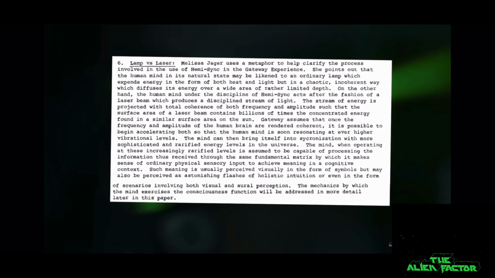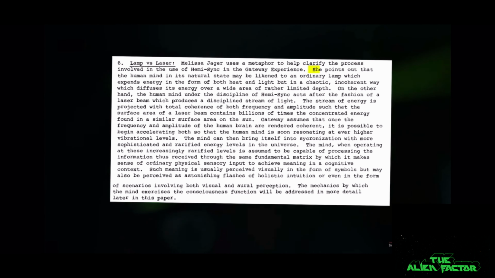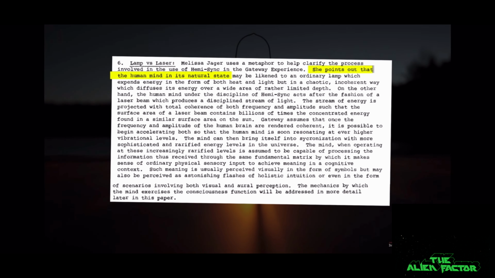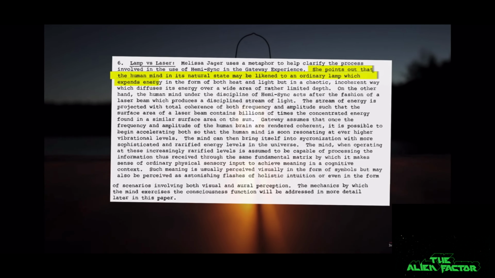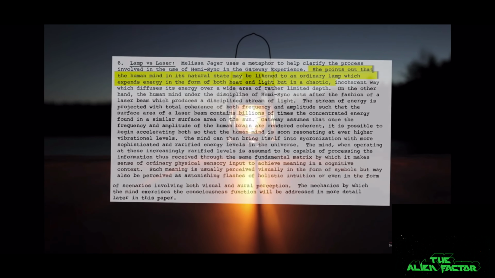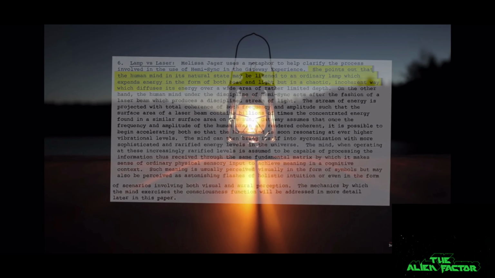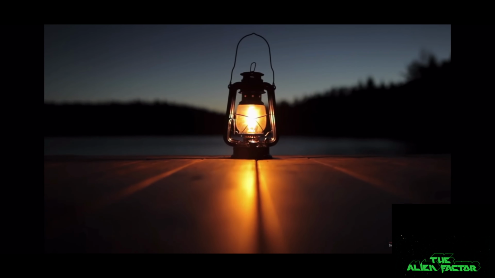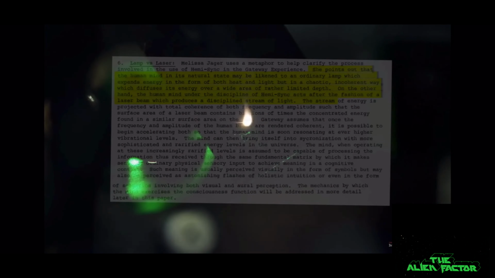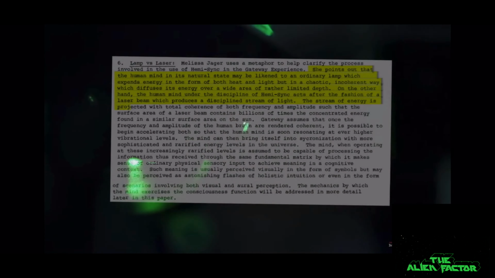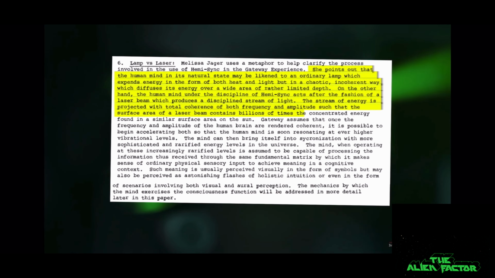Melissa Jager uses a metaphor to help clarify the process involved in the use of Hemi-Sync in the gateway experience. She points out that the human mind, in its natural state, may be likened to an ordinary lamp which expends energy in the form of both heat and light, but in a chaotic, incoherent way which diffuses its energy over a wide area of rather limited depth. On the other hand, the human mind under the discipline of Hemi-Sync acts after the fashion of a laser beam which produces a disciplined stream of light. The stream of energy is projected with total coherence of both frequency and amplitude, such that the surface area of a laser beam contains billions of times the concentrated energy found in a similar surface area on the sun.